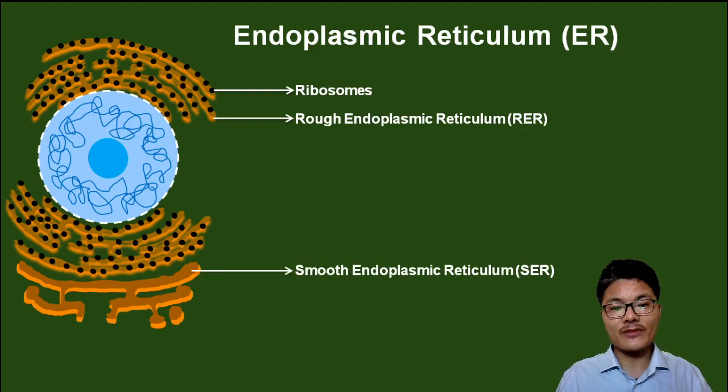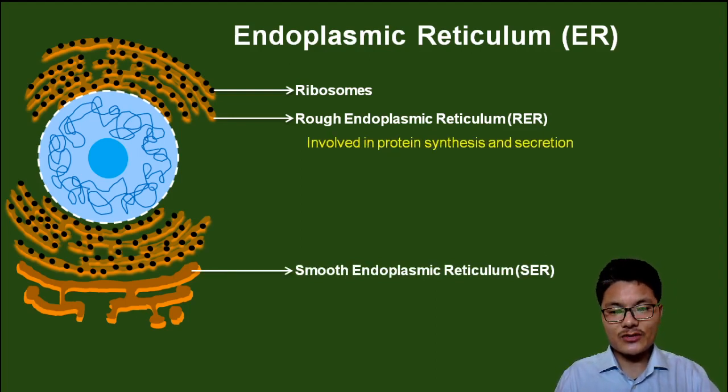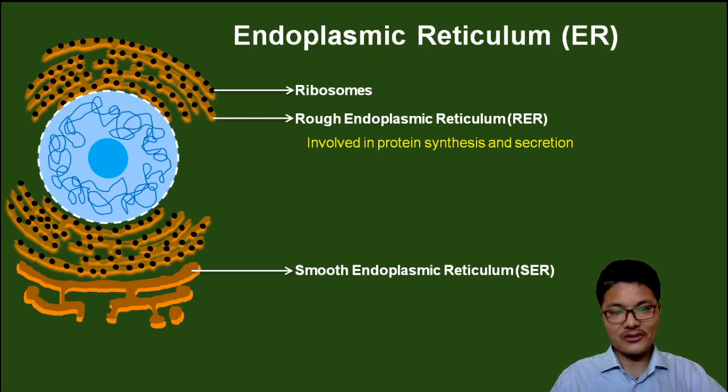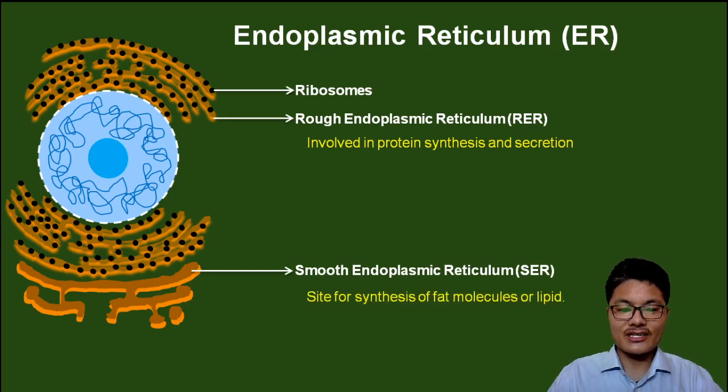The function of rough endoplasmic reticulum is to synthesize protein. Proteins may be enzymes, hormones. So enzymes and hormones are secreted out by rough endoplasmic reticulum. Smooth endoplasmic reticulum is without ribosomes and appears smooth under the microscope. That's why it is called smooth endoplasmic reticulum. And it is producing fats or lipids. So endoplasmic reticulum is the site for synthesis of fat molecules. It manufactures lipids or fat molecules.